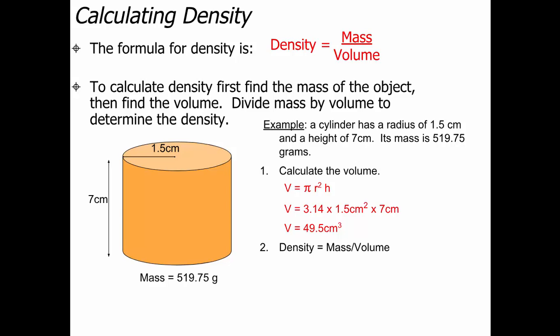I already know its mass because it was given to you. How might we have measured that mass? Probably on a triple beam balance. So if I take my formula, density equals mass divided by volume, and divide 519.75 grams by 49.5 cubic centimeters, we get an answer of 10.5 grams per cubic centimeter.